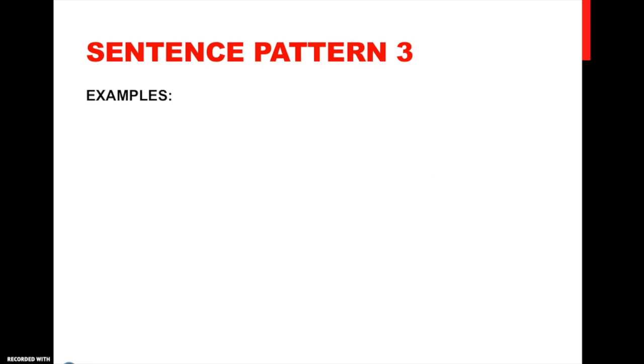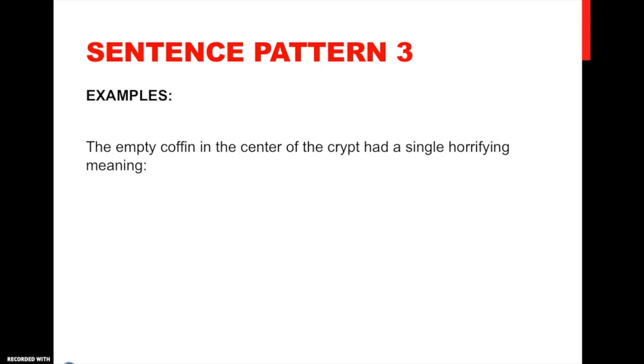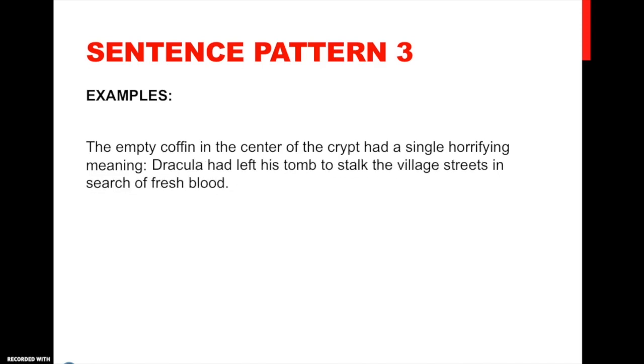Let's read some more examples together. I'll start by reading the first statement alone so that we can see the special relationship between the first and second independent clauses. The empty coffin in the center of the crypt had a single horrifying meaning. The question is, what is that meaning? Why is the empty coffin in the center of the crypt horrifying? Here's the second part of the sentence. Dracula had left his tomb to stalk the village streets in search of fresh blood. Okay, now we know exactly what the single horrifying meaning is. The coffin is empty because the person who was once in it is no longer lying dead. He is walking in the streets. That certainly clarifies things.